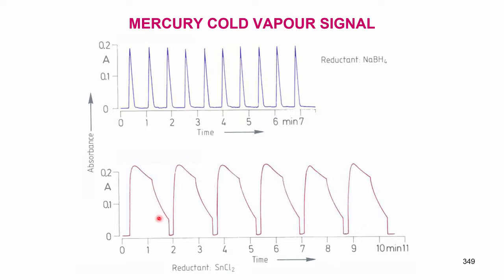Whereas with stannous chloride you can see the peak is like this. I give a gap, take one more signal, and it comes out like this. So, in this case, measurement of peak area makes more sense than peak height. Quite often the reproducibility is very important with respect to peak height.